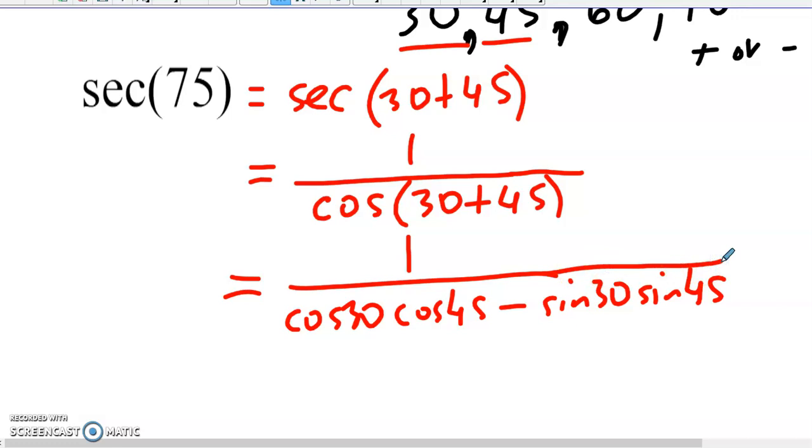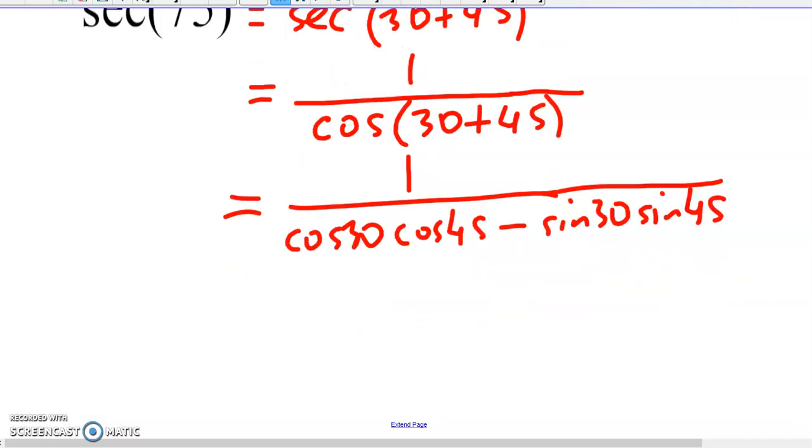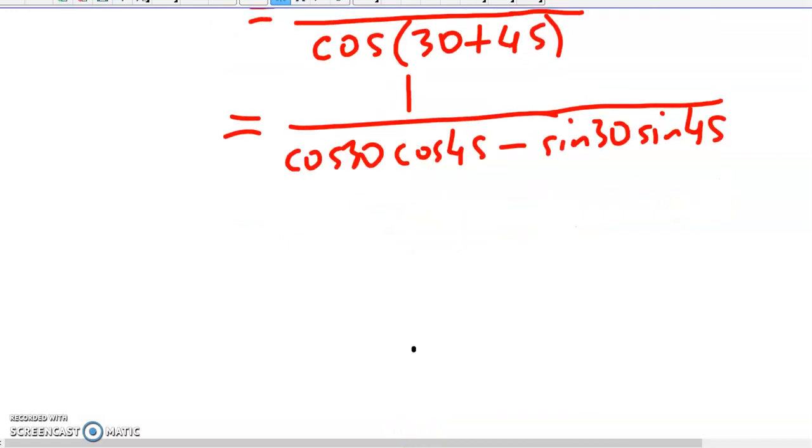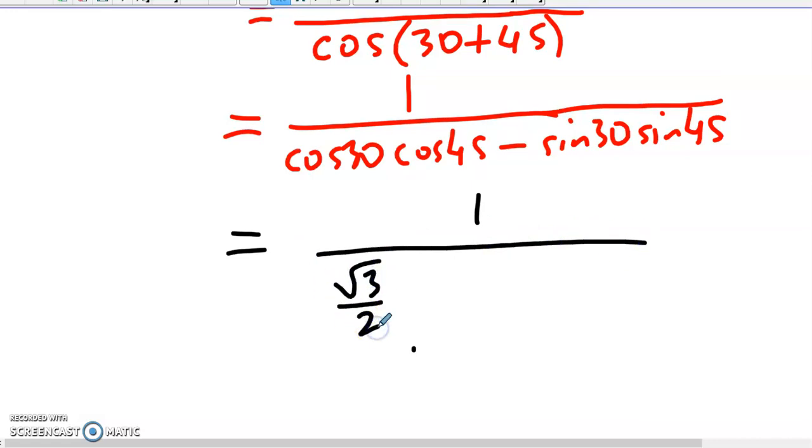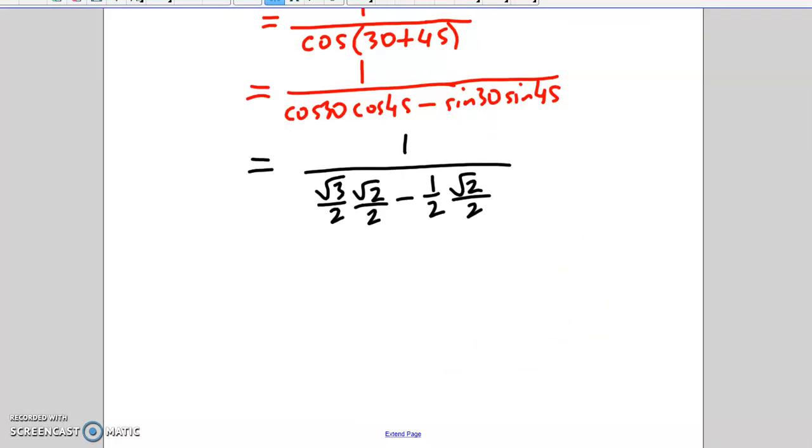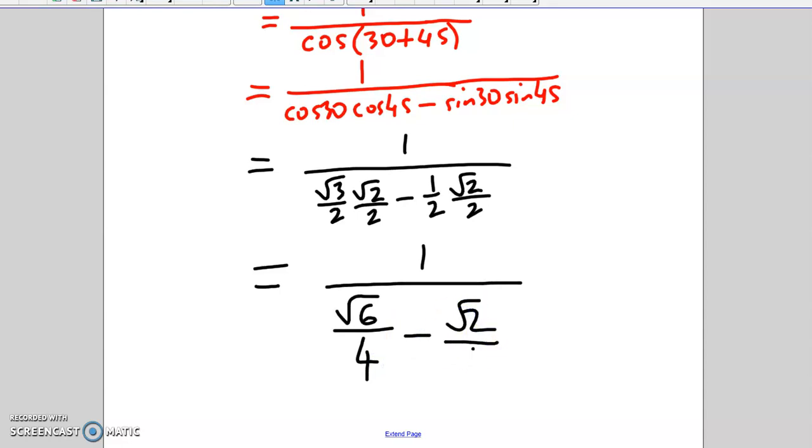Okay, so some of these values we worked out already in previous slides in this presentation, so I'm going to go through this one rather quickly. So this is 1 over cosine of 30 is square root of 3 over 2. Cosine of 45 is square root of 2 over 2. Sine of 30 is 1/2, and sine of 45 is square root of 2 over 2. All right, so then this becomes here 1 over square root of 3 times square root of 2 is square root of 6. 2 times 2 is 4. And then here is square root of 2 over 4.